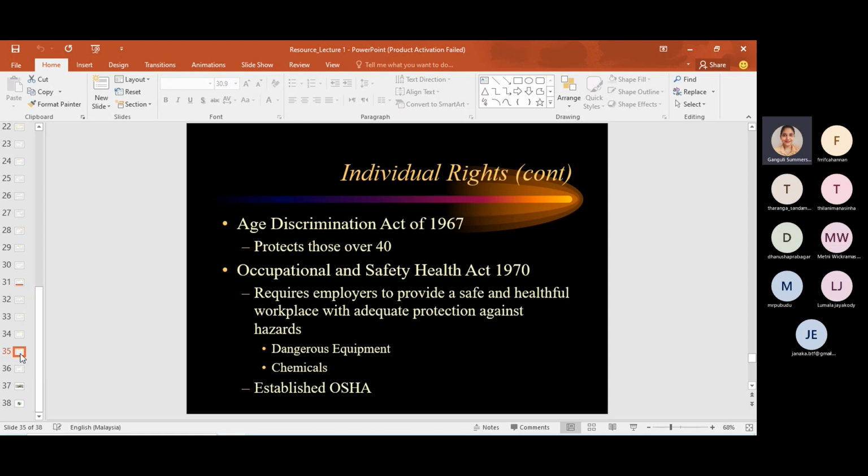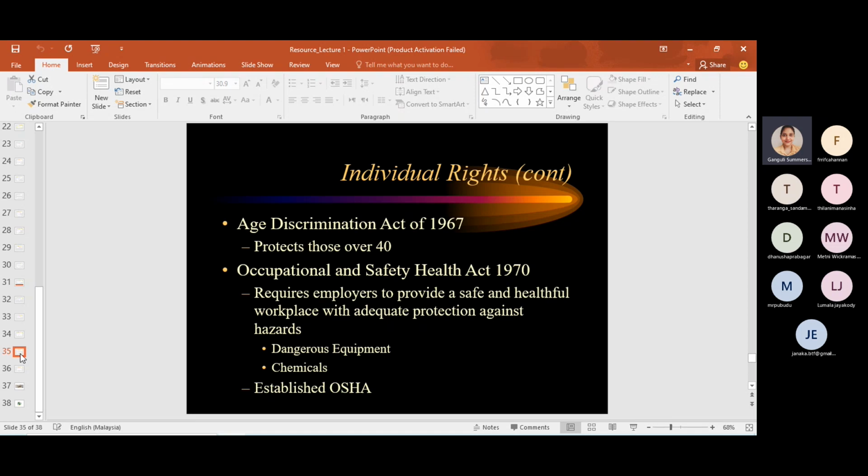Okay, and then we have acts which talk about individual rights as well. We have the Age Discrimination Act made in 1967. This act protects the people over 40, the people who are more than 40 years old. And then in 1970, the Occupational and Safety Health Act was made.